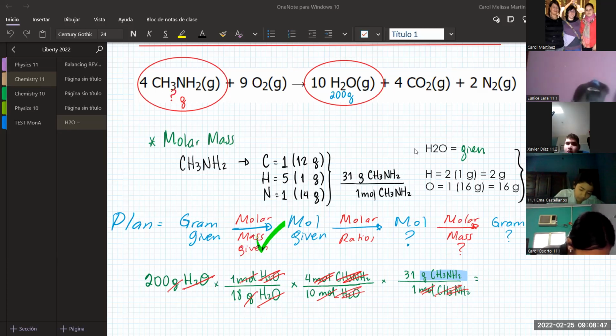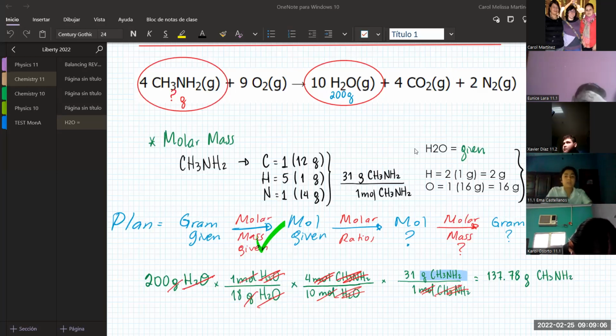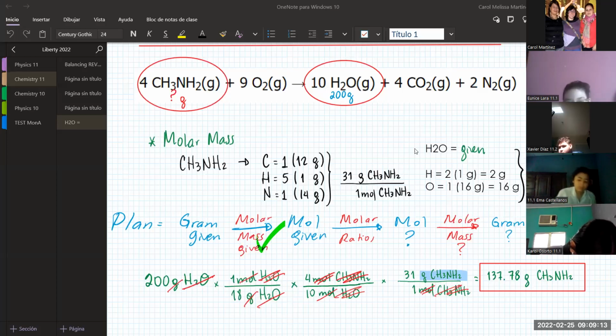Now, how much did you get? 137.78 grams CH3NH2. How do you interpret this answer? In order to get 200 grams of water in the chemical reaction, you need to use at least 137 grams of methylamine, if I'm not mistaken.